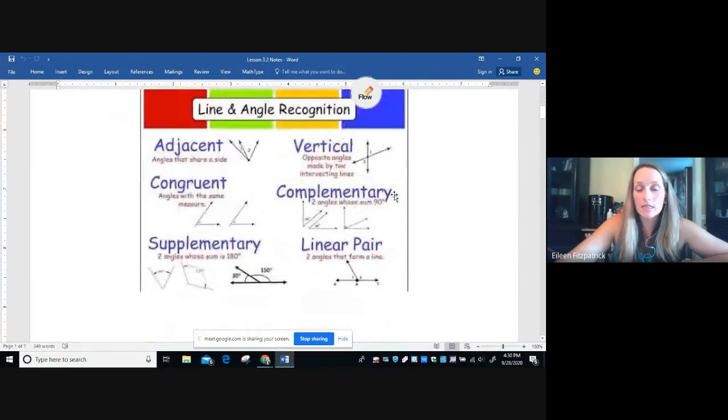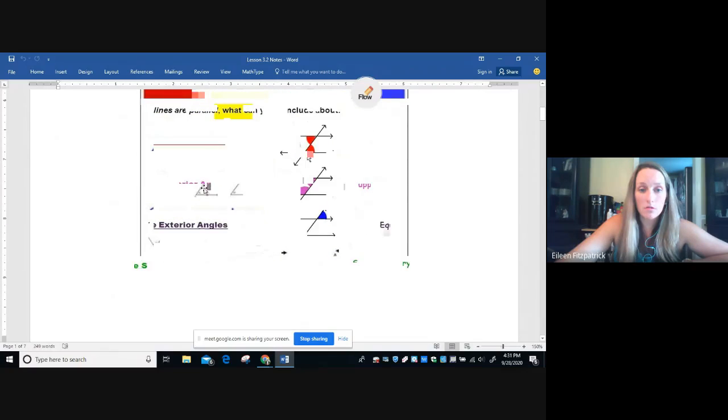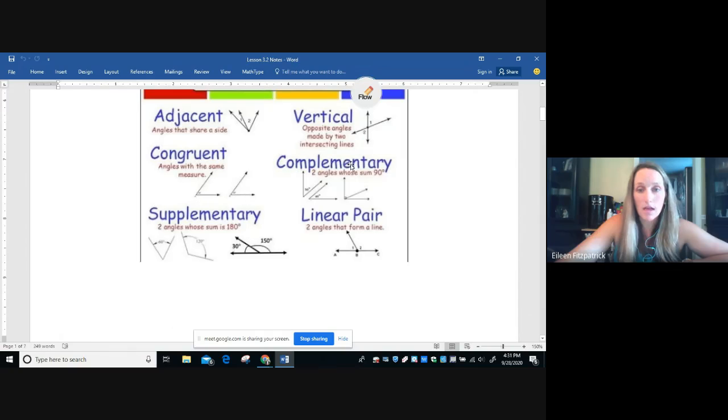Also, recognizing different angle pairs is going to be important because we're moving into proofs. So at this point, you should be familiar with adjacent angles. 1 and 2 are adjacent angles. They share a vertex and they share a side. Vertical angles, angle 1 and angle 2 in this diagram, opposite V's, they are vertical angles and they're congruent. Congruent angles are angles who have the same measure.